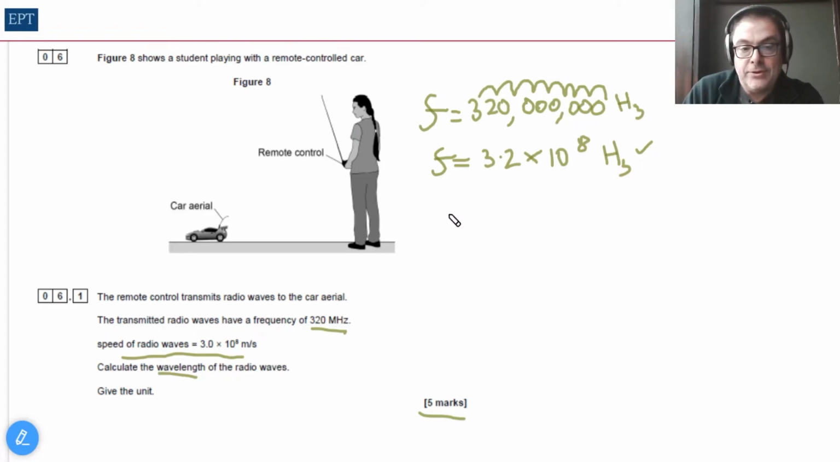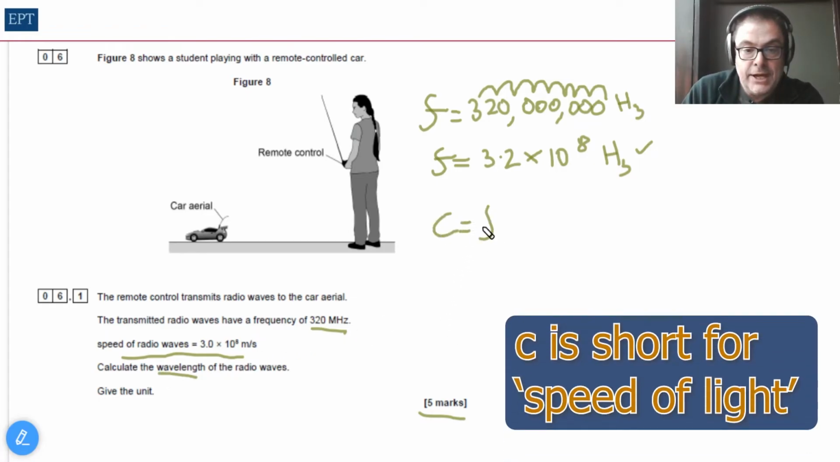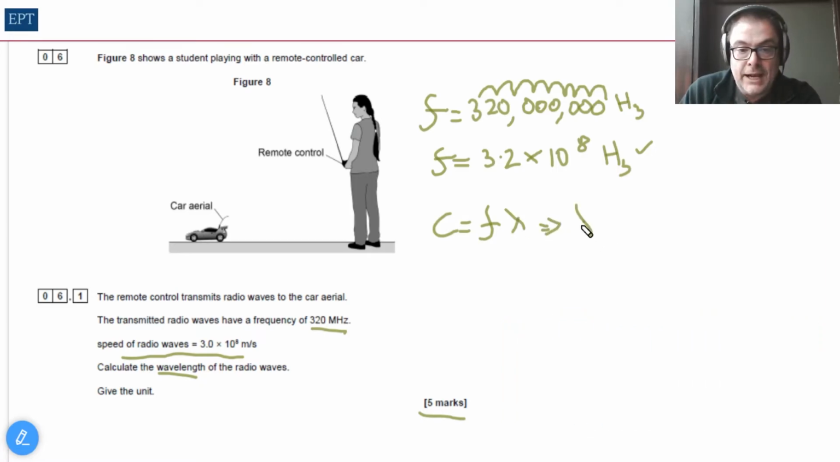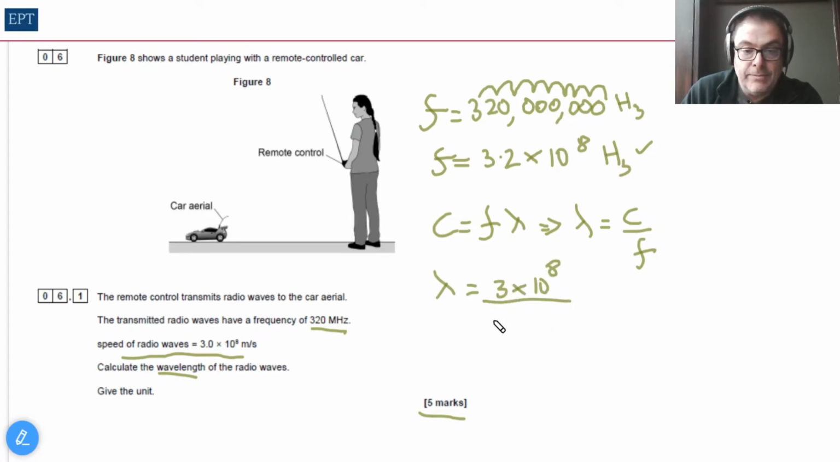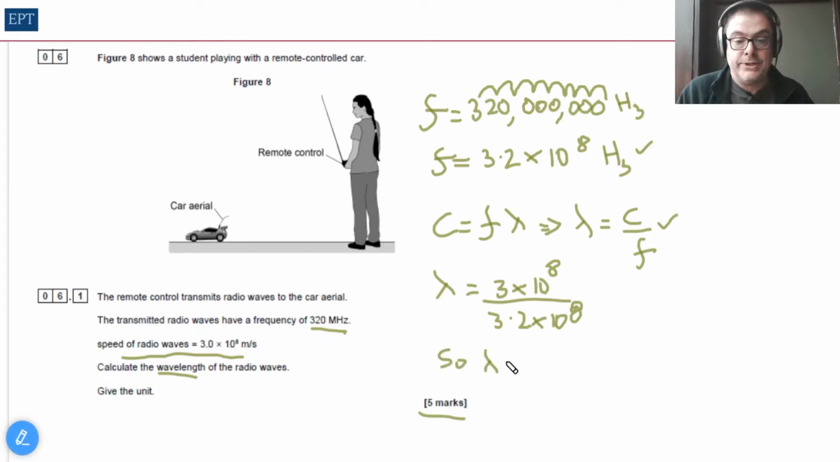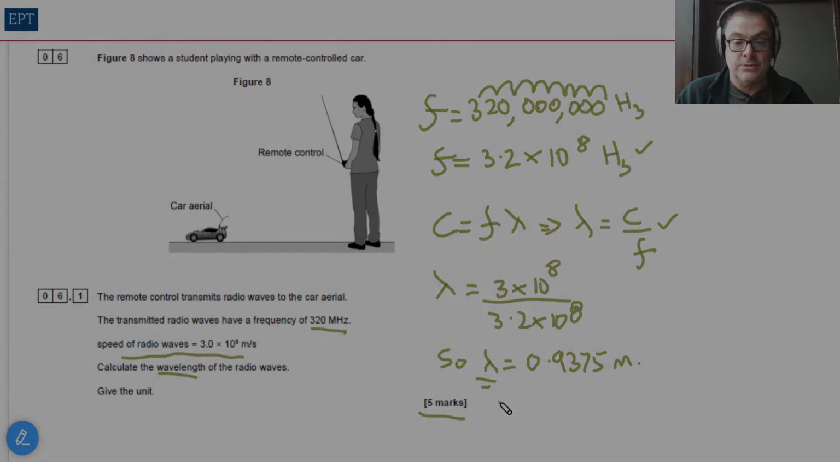to find the wavelength. So we need to remember that c is f lambda, and we're after lambda, the wavelength. So that means lambda is c over f. And lambda therefore equals 3 times 10 to the 8 divided by 3.2 times 10 to the 8. So lambda equals 0.9375. And this is wavelength, and length is always in meters.